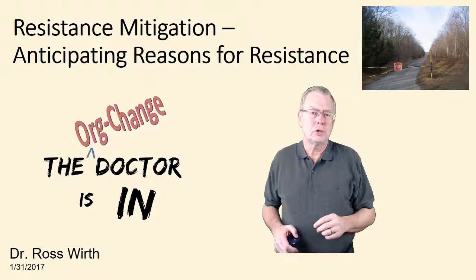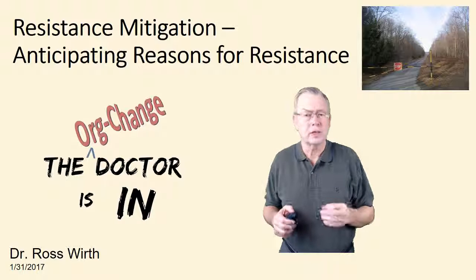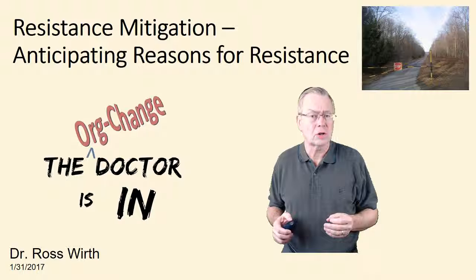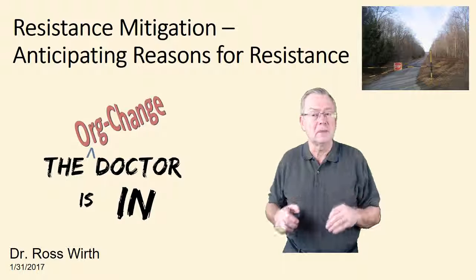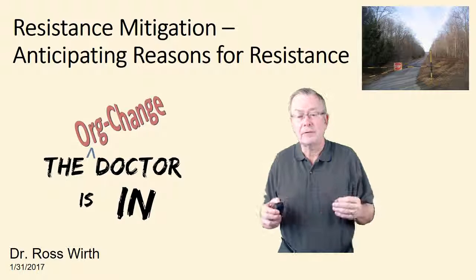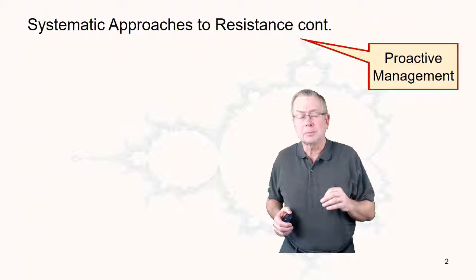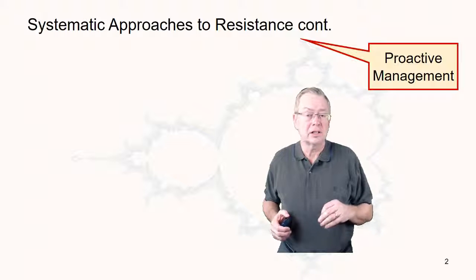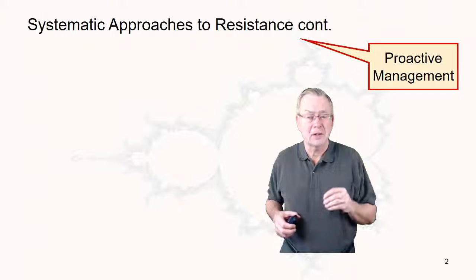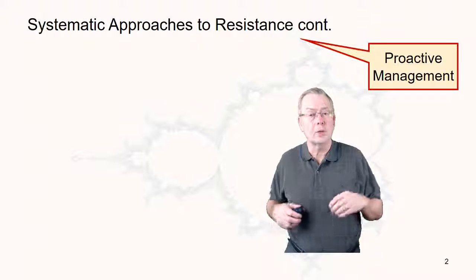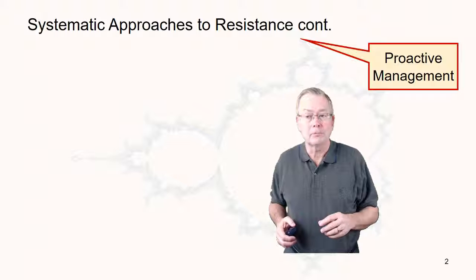We are now going to turn our attention to mitigation, the anticipation of the reasons that resistance might occur, so that we can build a plan to reduce or possibly eliminate those resistance drivers from even occurring. These are the systematic approaches we started discussing in the last lecture. We're now going to be turning, though, to the proactive approaches. We're no longer going to be reactive, but proactively anticipating and moving forward.